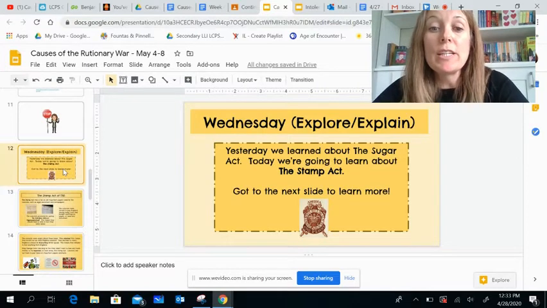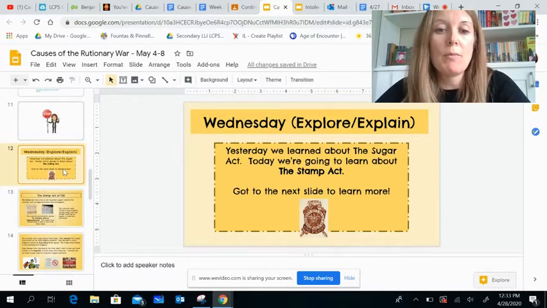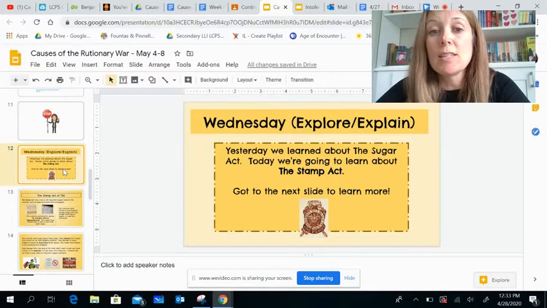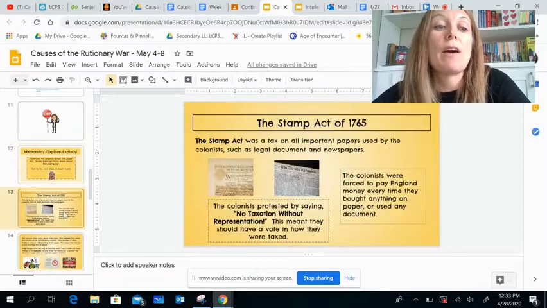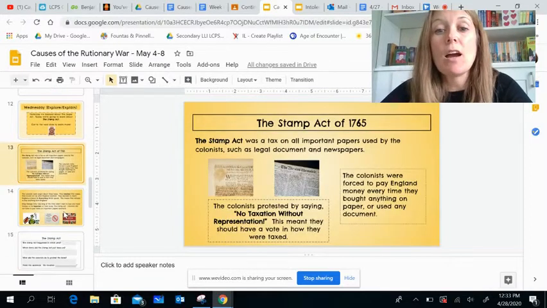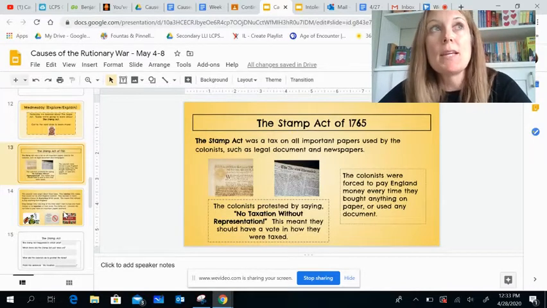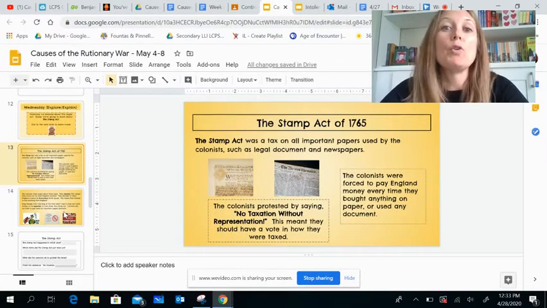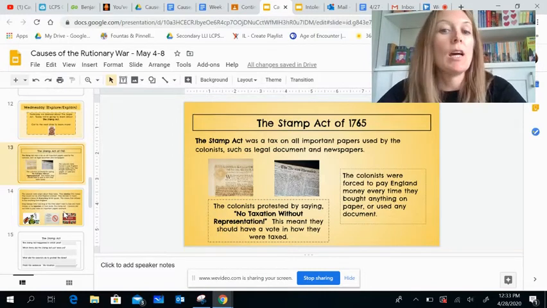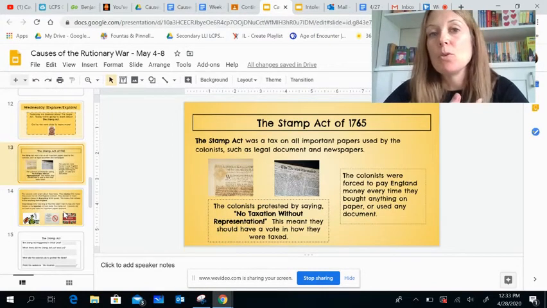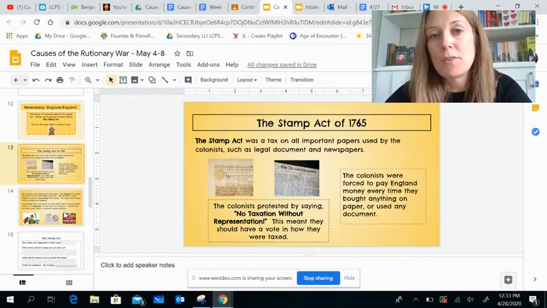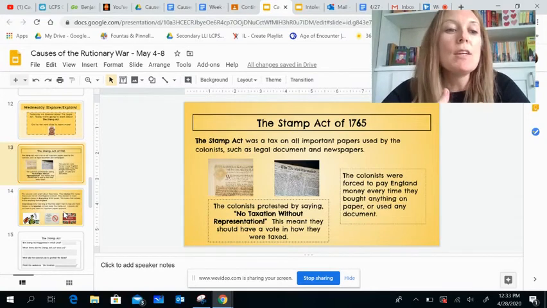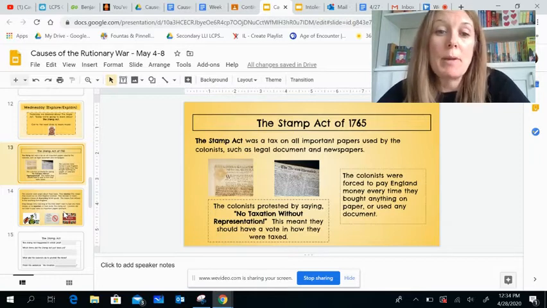So King George, he still wanted more money for England. So he decided to create the Stamp Act. The Stamp Act put a fee. They had to pay money every time something was done with an important paper. So that meant if you went and gave a paper to the court, you had to pay money. If you got a newspaper, you had to pay money. If there was any kind of a legal document, like you got married and signed your marriage certificate, you had to pay money. So anything that had to do with an important paper, you had to pay money.